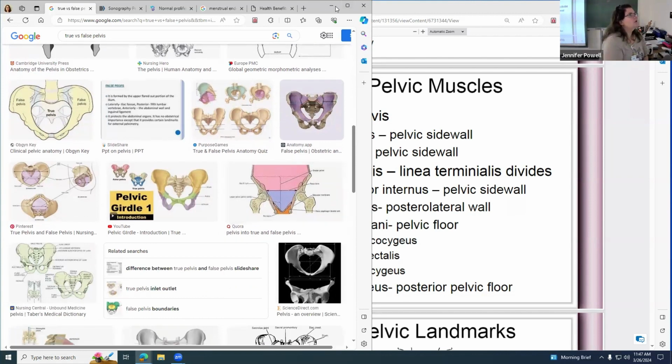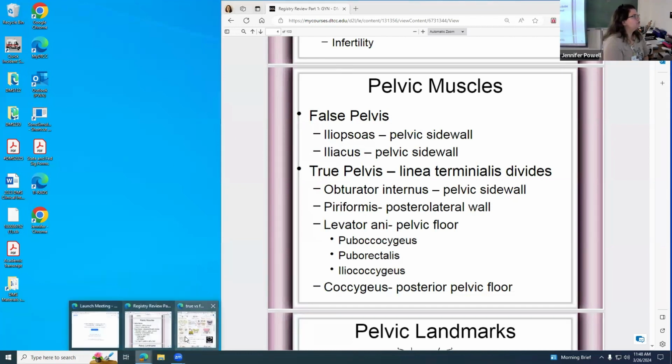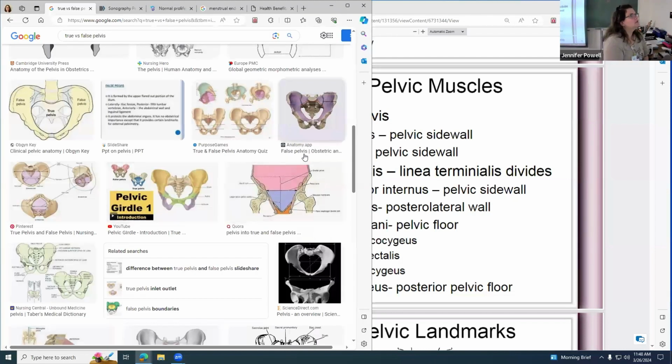So the false pelvis is that area above it, more like where your hip is, and that's got the iliopsoas muscle, which makes up the pelvic sidewall, and the iliacus, which also makes up the pelvic sidewall. Now, your true pelvis is that line between the two. Let's see, we can see it.